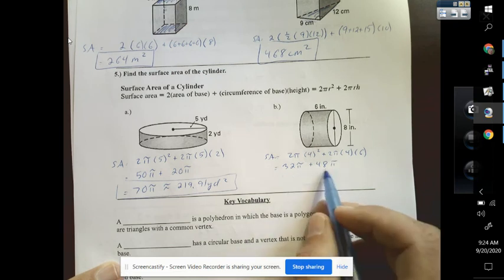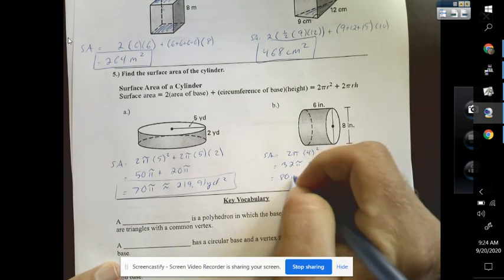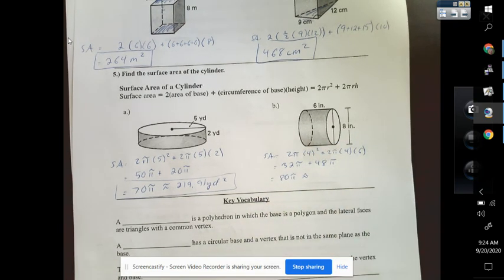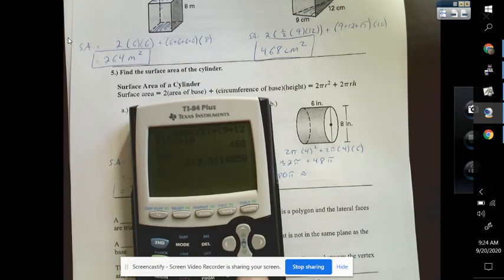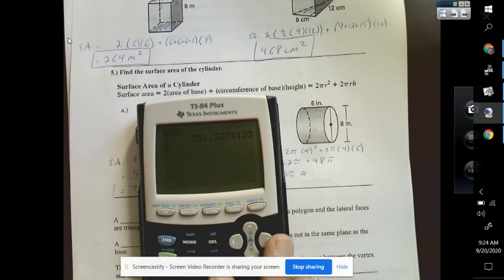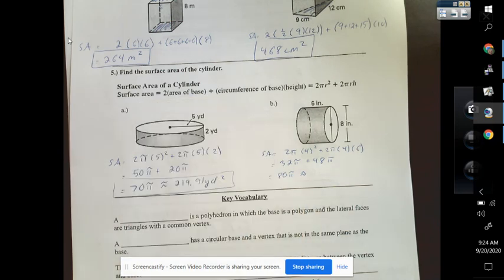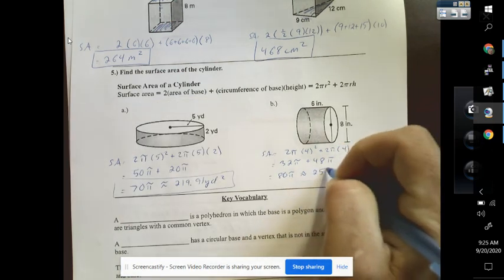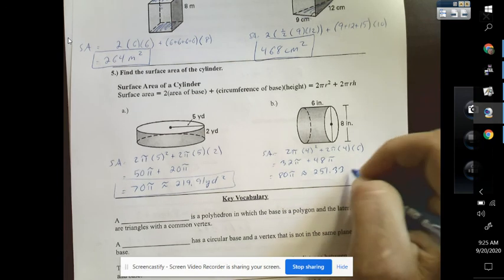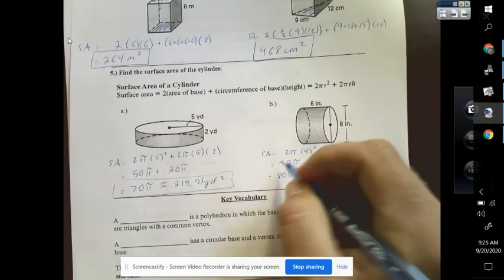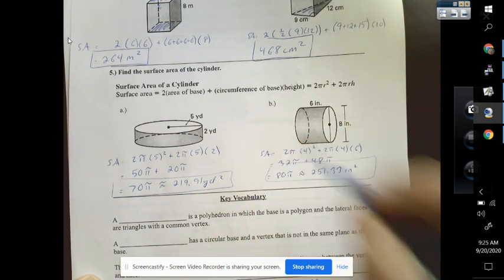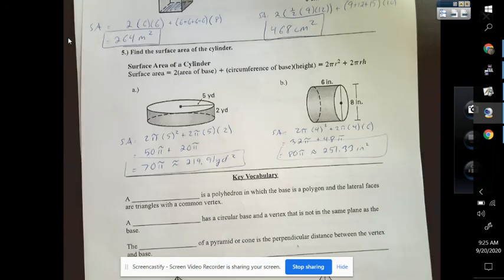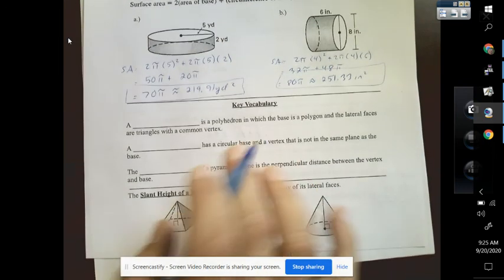Okay, that'd be 80 pi. Or, okay, 80. Oops. 80 pi, 251.33, inches squared. All right. Good stuff.